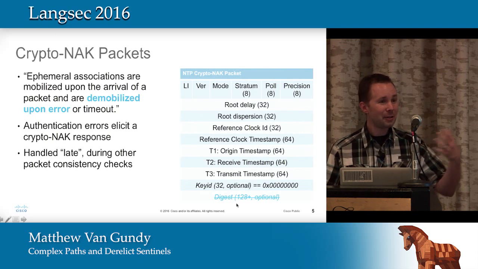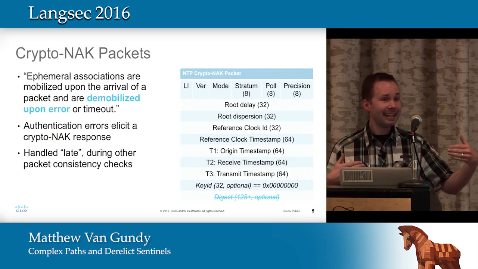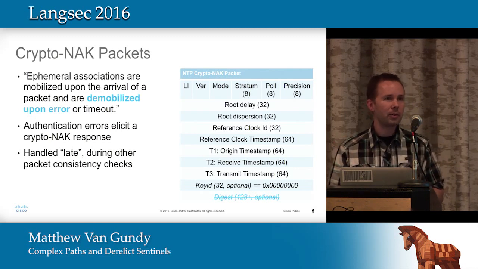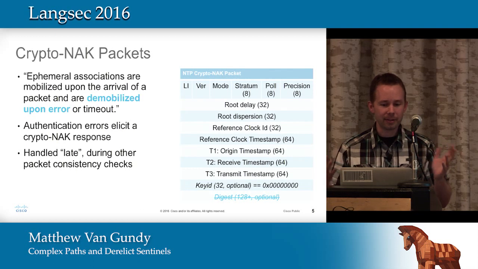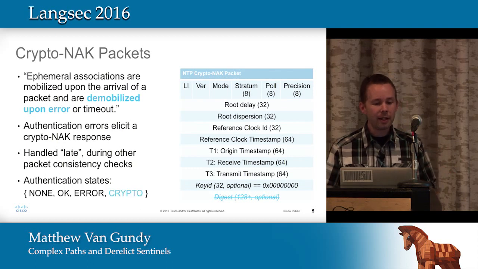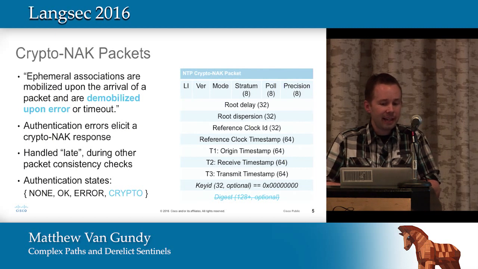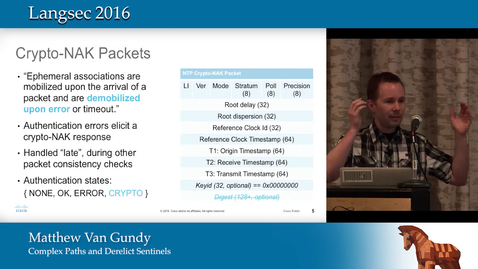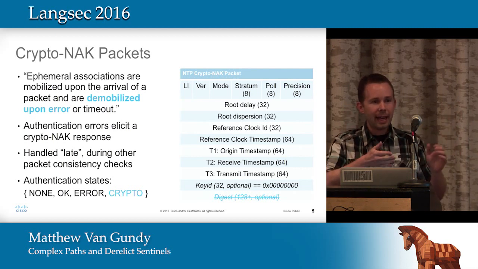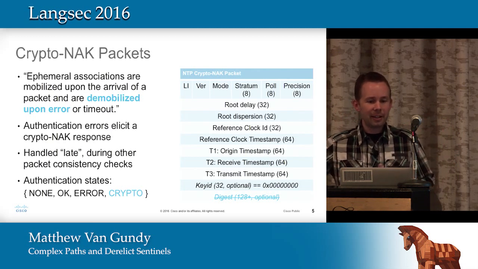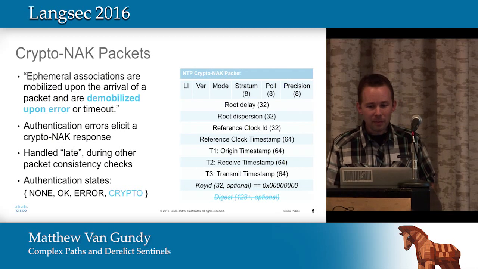It's also, as you notice, handled very late in the code, after all the other packet consistency checks. Rather than saying up front, oh, this is a crypto NAC, let's do whatever we're going to do, even though it's not authenticated, and throw it out, the way they keep track of that is they add an additional authentication state. Instead of not authenticated, authentication OK, or error, they add another state of authentication: crypto.